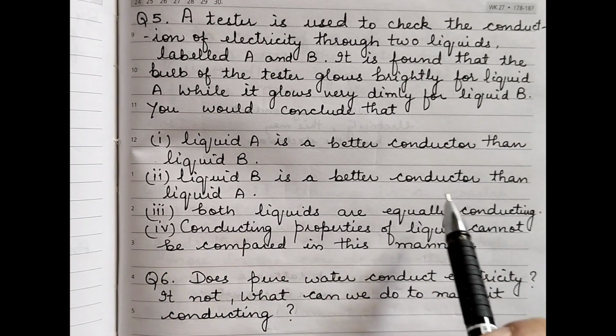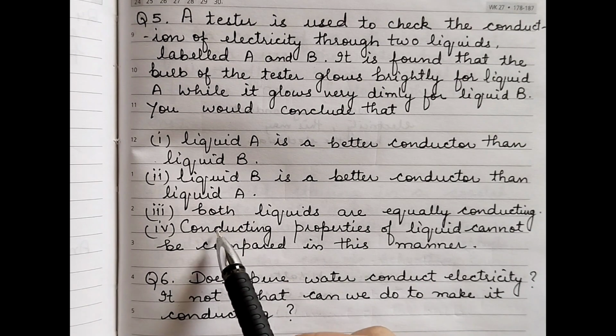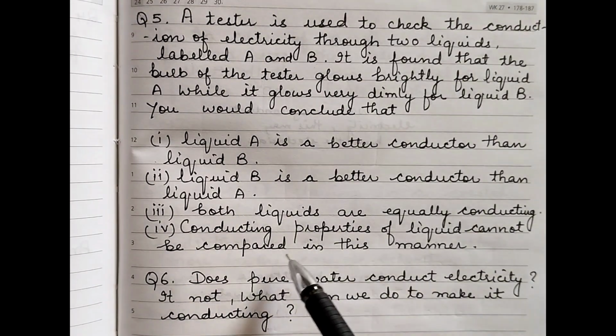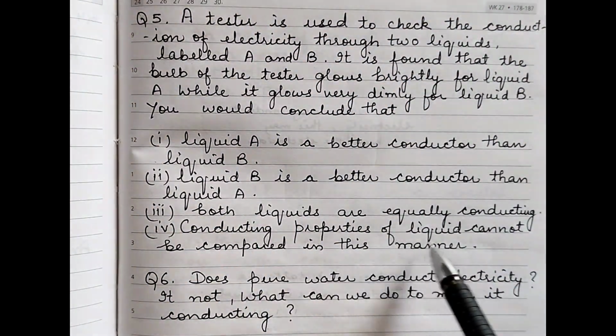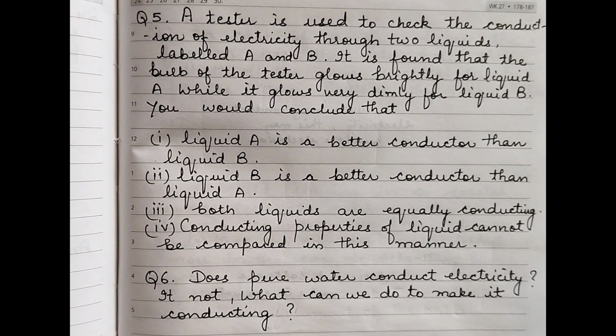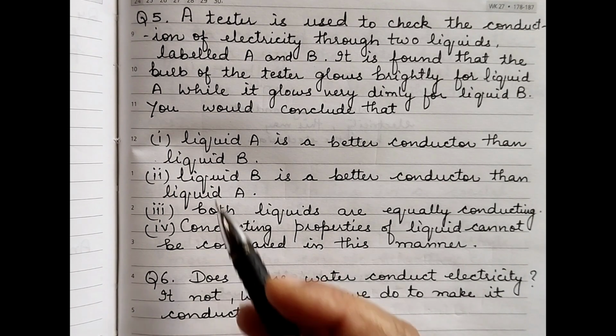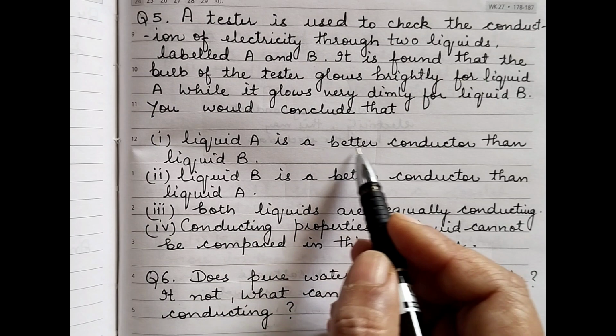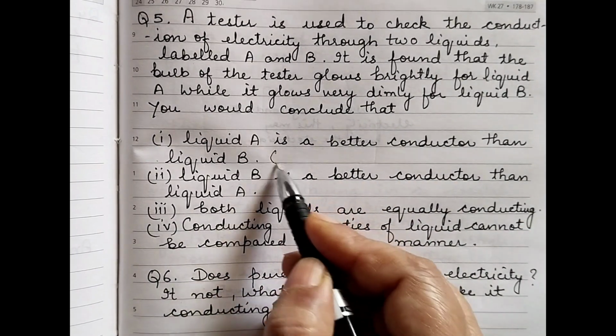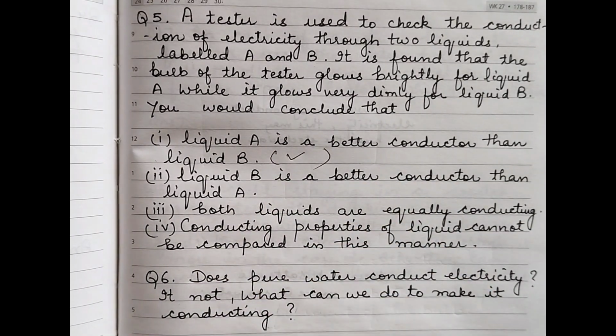Liquid B is a better conductor than liquid A. Both liquids are equally conducting. Conducting properties of liquid cannot be compared in this manner. The right answer is part 1. Liquid A is a better conductor than liquid B.